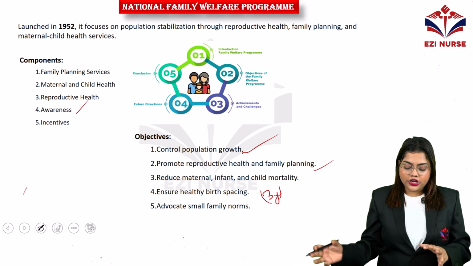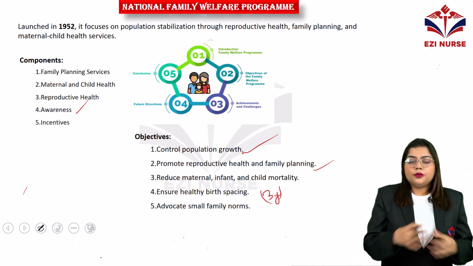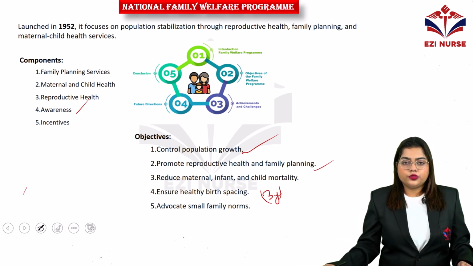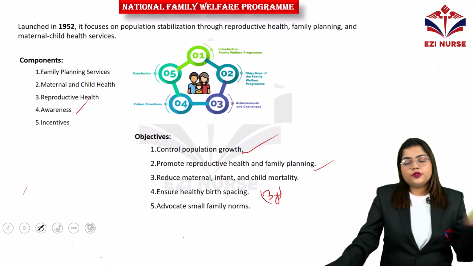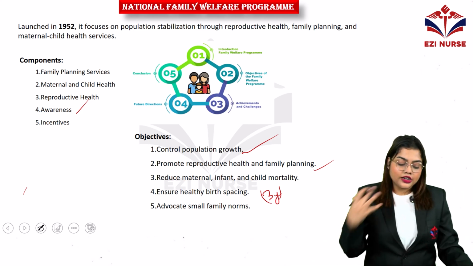Then advocate small family norms. Rather than making a big family or a joint family, small family norms should be started. Like if there is a husband and wife, there should be 2 children or 1 child, like that. Small family norms are increasing.